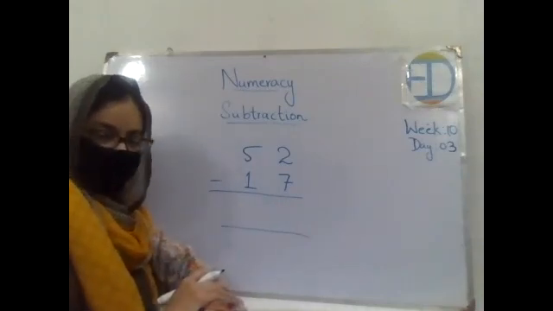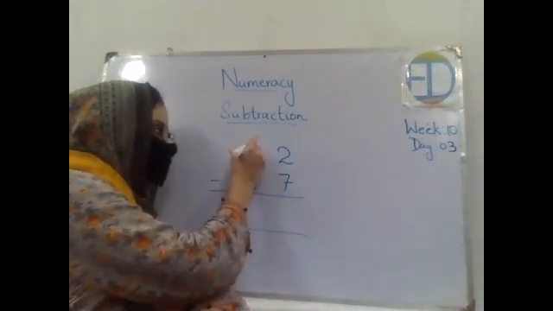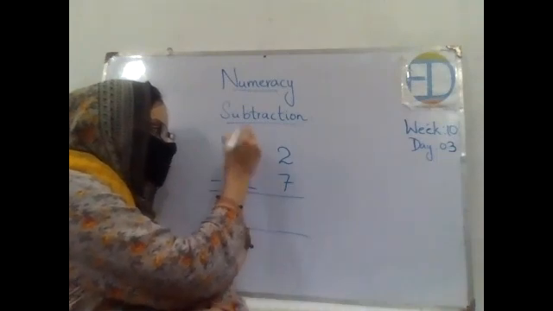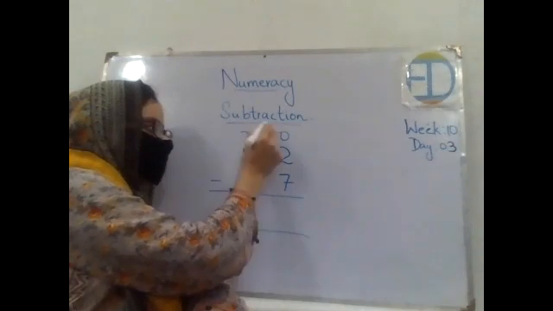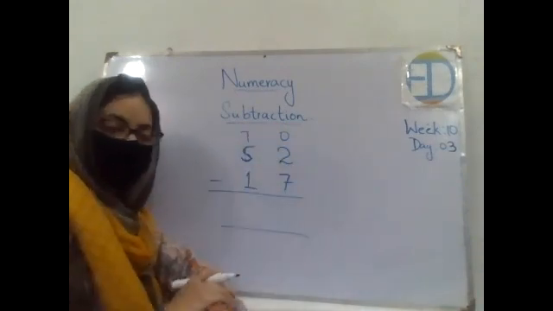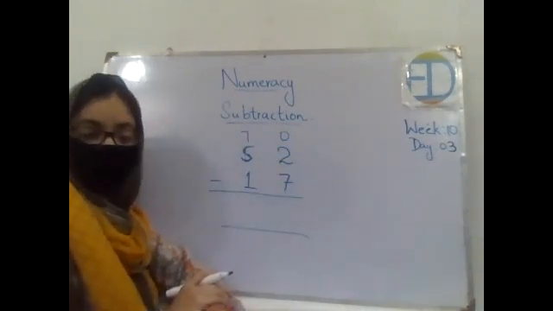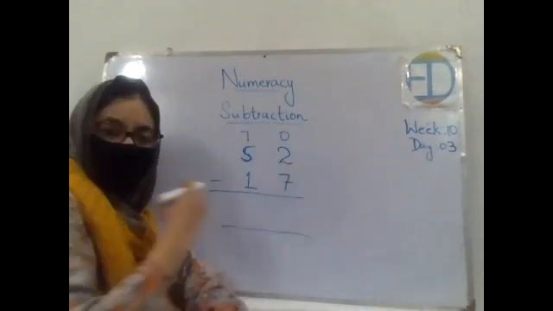This is the second question, okay? 52 minus 17. This is the ones column and this is the tens column. Look at this column. Can you subtract 7 from 2? No, this is not possible because 2 is much smaller than 7, right?